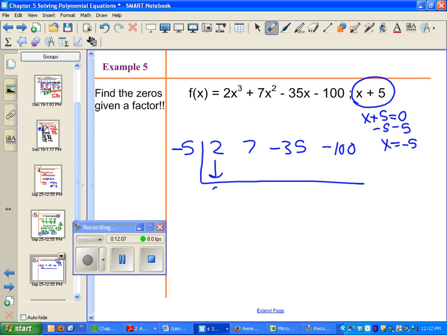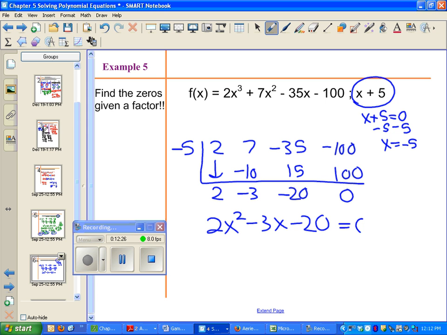I bring down the 2 and multiply to get negative 10. I add to get negative 3. I multiply and get positive 15. I add to get negative 20. I multiply to get 100. I add to get 0. So what I have left after I divided is 2x squared minus 3x minus 20 equals 0.